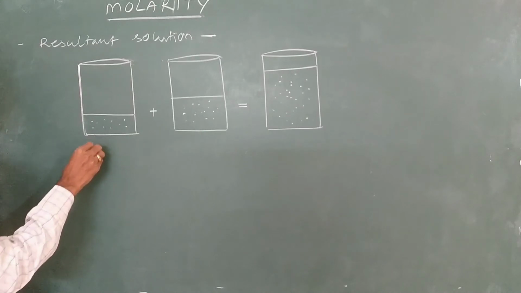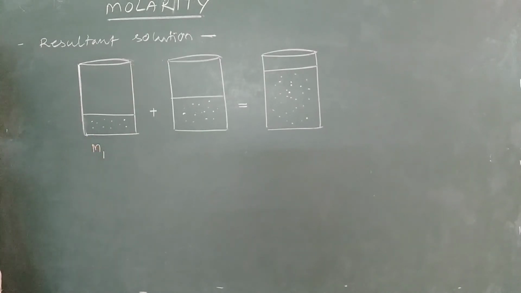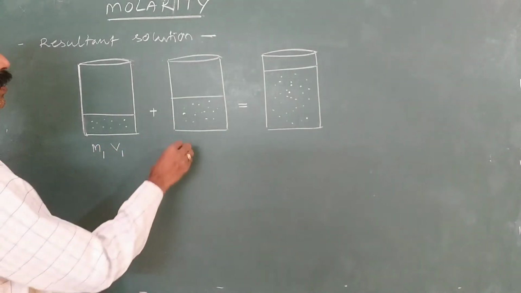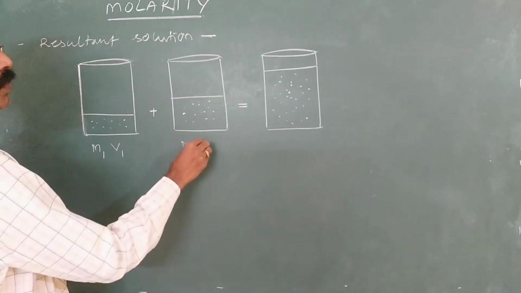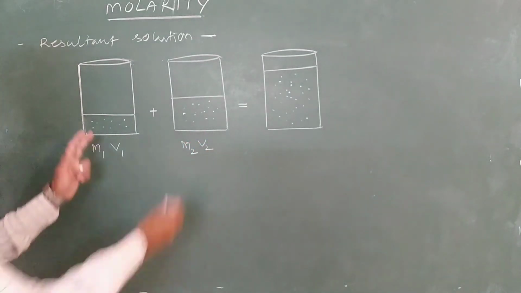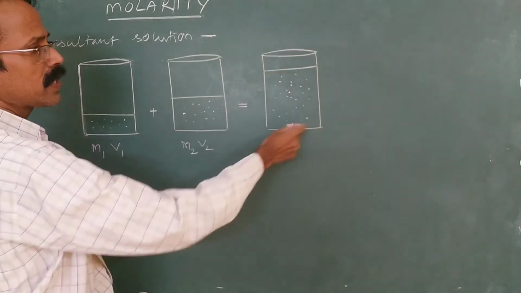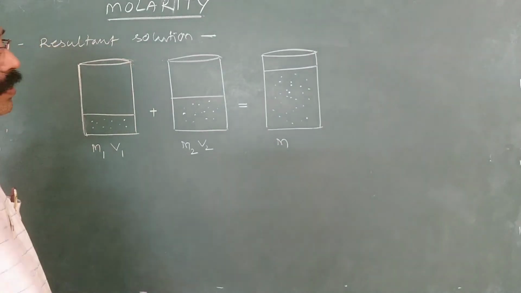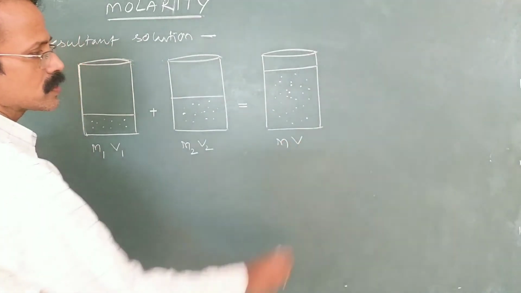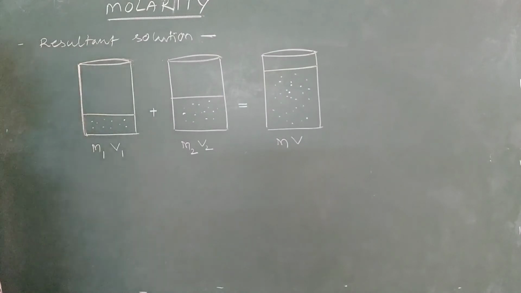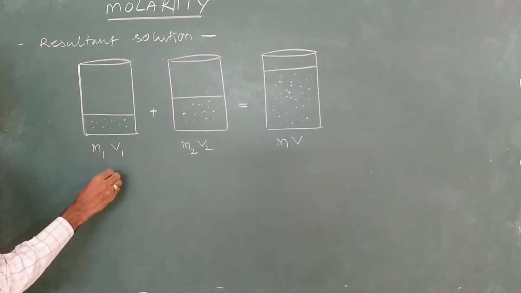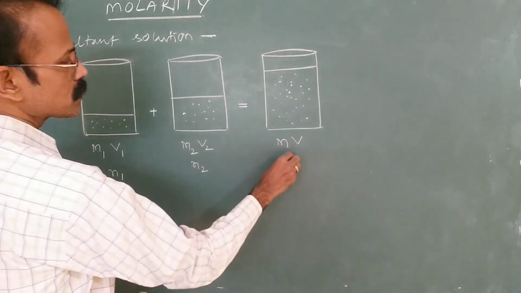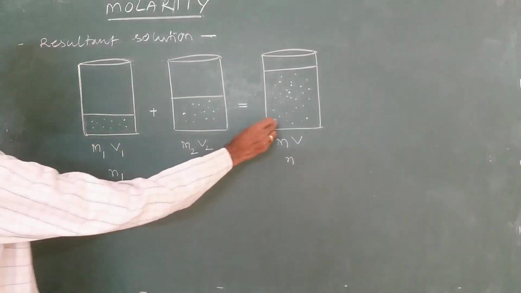Okay, so here is one solution. Let us say the molarity of this solution is M1 and the volume of this solution is V1, right? This is another solution, whose molarity is M2 and volume is V2. Now these two are mixed in a third container like this, so that the molarity of the resulting solution is M, and the volume of this solution is V, right? Here let us say the number of moles of solute is N1, here it is N2, and here it is N, right?